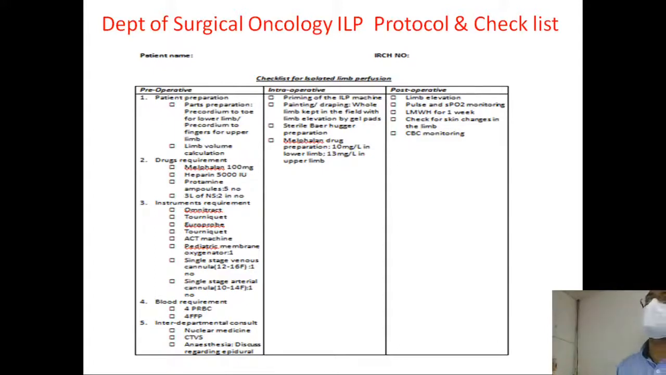In the pre-operative assessment, we checked for the patient-related factors, availability of the drugs and their doses, and the availability of the instruments such as Omnitrack, tourniquet, oxygenator, cannulas, and the availability of the blood products. In the intraoperative setting, we check the priming solution for the ILP machine. In the post-operative setting, we regularly check the pulses and the oxygen saturation in the limb, and we kept the limb in an elevated position, and we prescribe LMWH for 1 week.